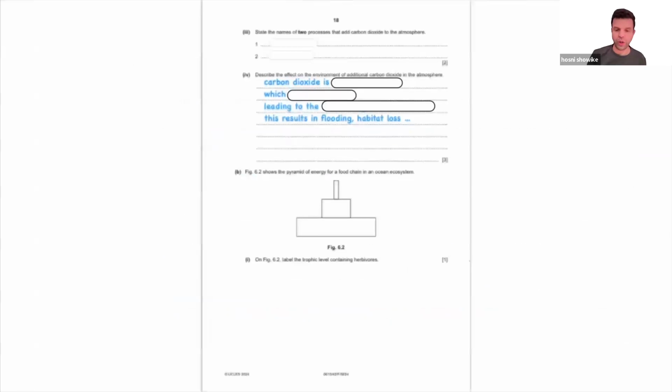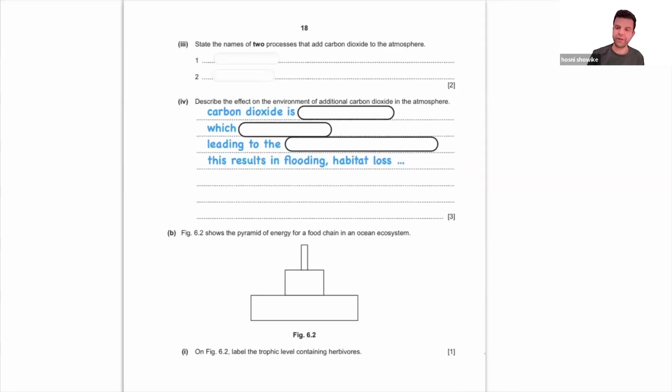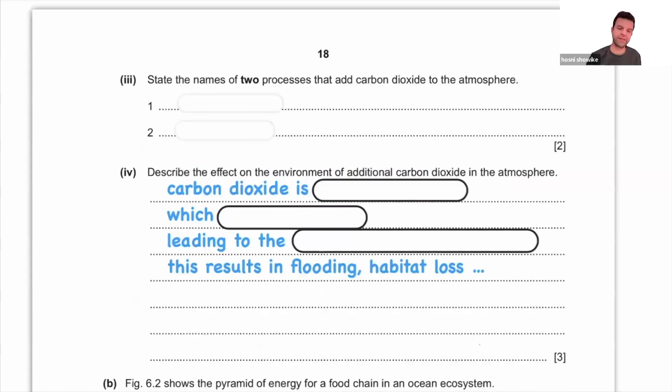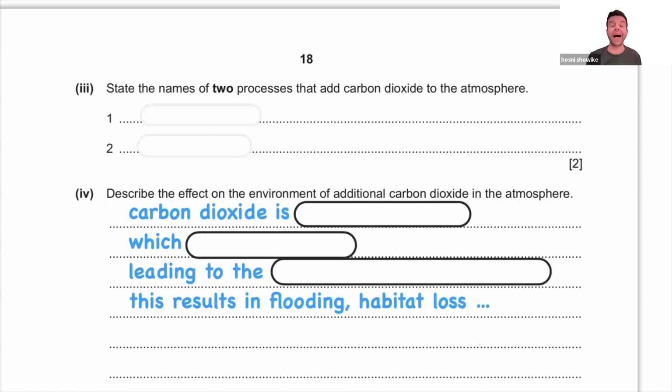The question continues, same question. They're talking here about ecology now. They said to state names of 2 processes that add CO2 to the atmosphere. So what events or processes increase concentration of carbon dioxide in the atmosphere? You got a biological process like respiration, and you have the one that has led to the rise in CO2, so much combustion, burning of fuels.